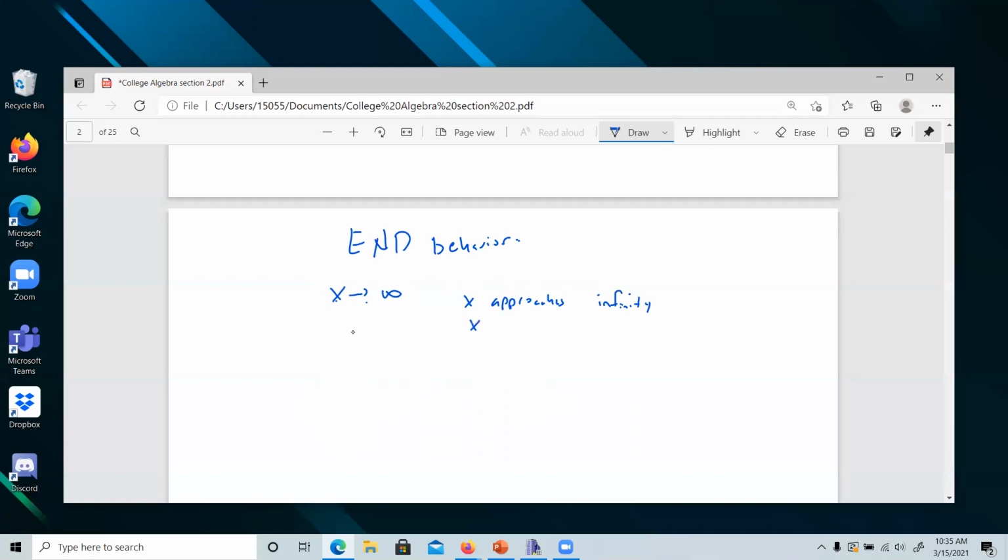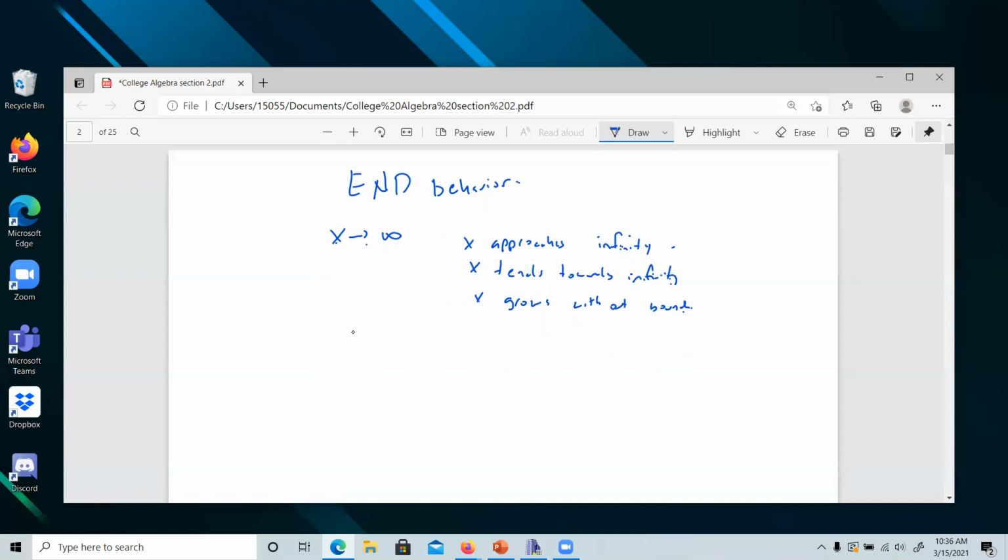Like, a more poetic way of saying it is x tends towards infinity. Okay, or x grows without bound. So I'll use these two interchangeably with x approaches infinity. I'll use this one too, but I'll tend to mix it up a little bit and say it in these different ways, and that's going to apply to every one of these cases. All right.